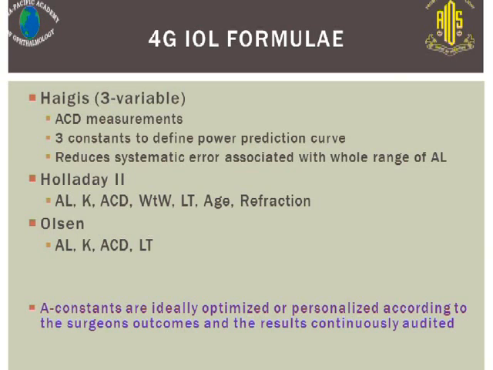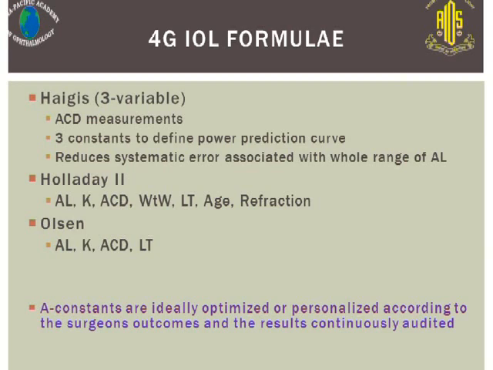With the newer biometry machines, we can use the newer IOL formulae, including the Haigis with 3 variables and the AC depth measurements obtained from the IOLMaster. There are 3 constants in this formula to define the position and the shape of the power prediction curve, so theoretically the 3 constants can reduce systematic errors associated with the whole range of axial lengths. Then there's the Holladay 2 with 7 variables, and the OKULIX, which uses the axial length, the K readings, the AC depth, and also the lens thickness.